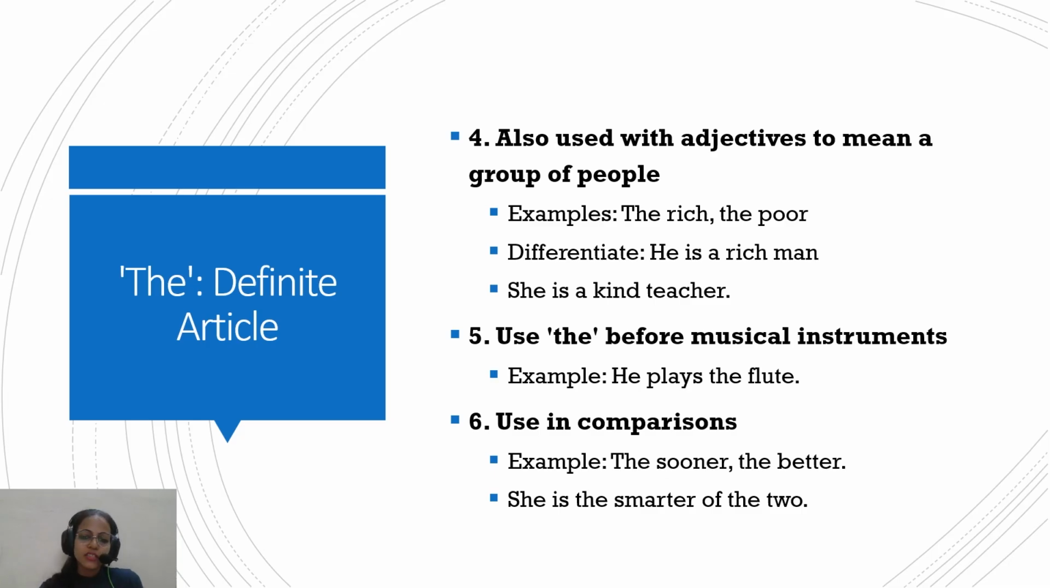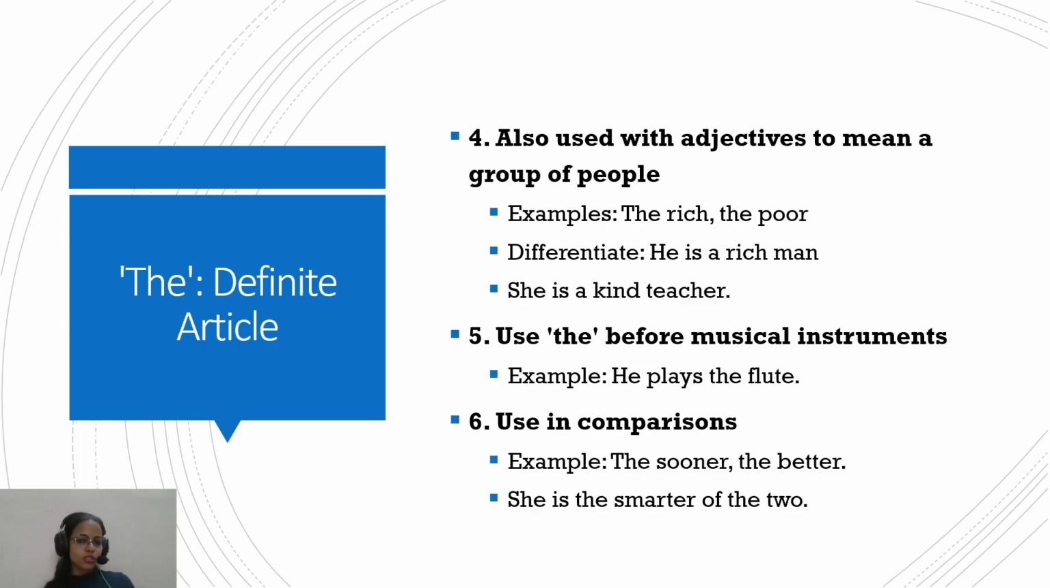Okay. She is a kind teacher. Again, here a kind teacher is not referring to the whole community. It's generic. She's a kind teacher, generally speaking. So you see, you just have to understand the difference between the specificity and the generic aspect.